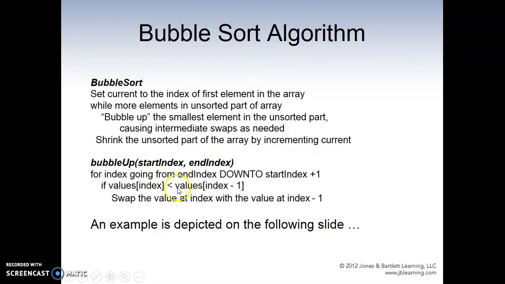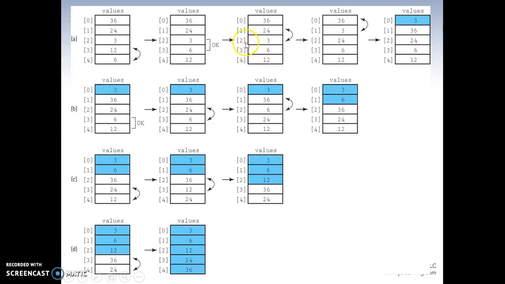And index is also incremented, right? So now index changes to index 2, which is 3, comparing to start index +1, or index -1, right? When we compare, which is 24, then we have to swap, bubble up, and then 36 and 3, and then bubble up.